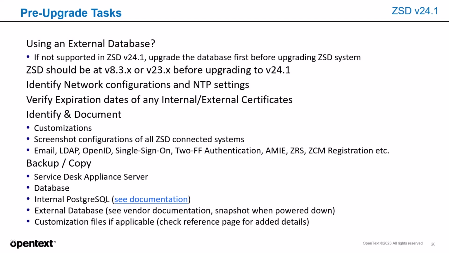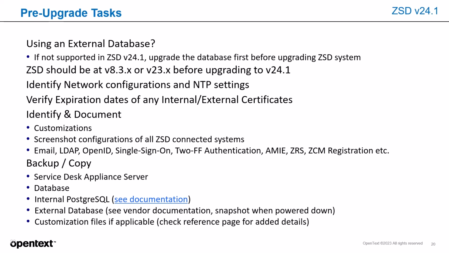So if you're using an external database and that database version is not supported in 24.1, upgrade the database first before doing the ZSD upgrade. ZSD should be at version 8.3x or 23x before going to 24.1. Identify network configurations and NTP settings. Verify expiration dates of any internal or external certificates. Make sure they're not coming close to expiration, something that may hang us up when we do the migration.